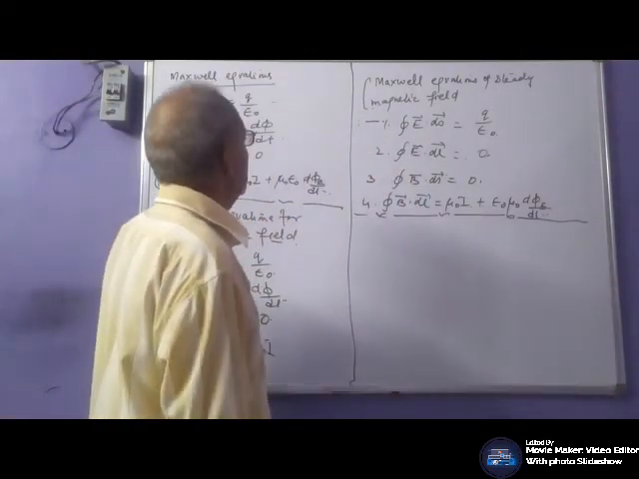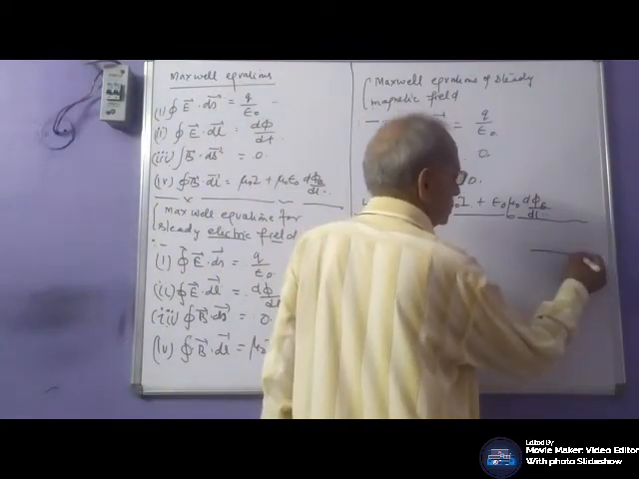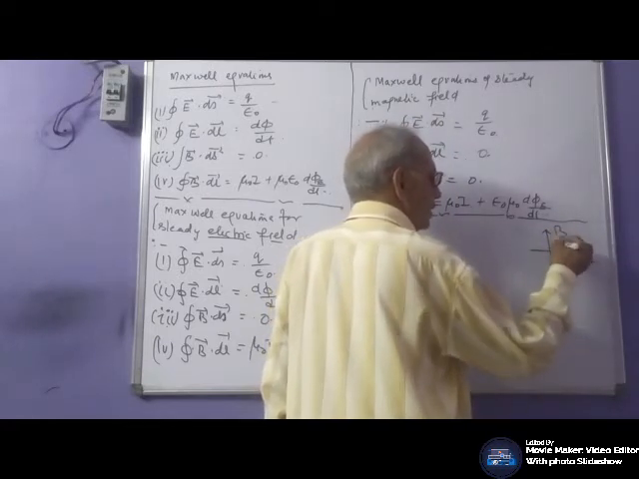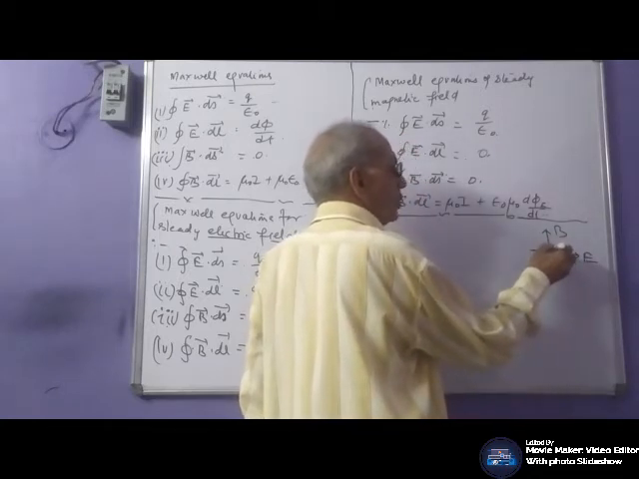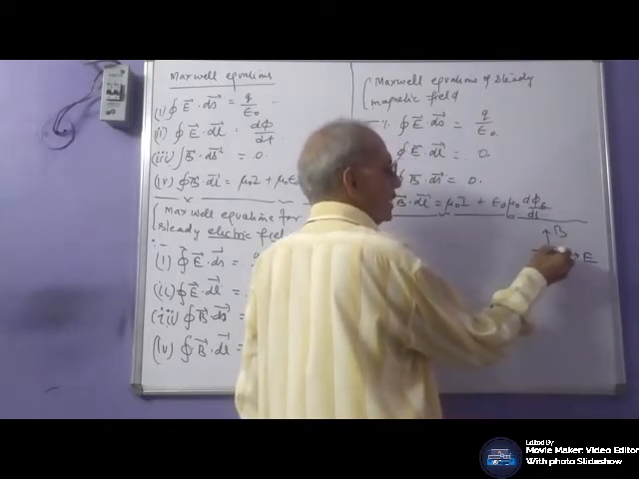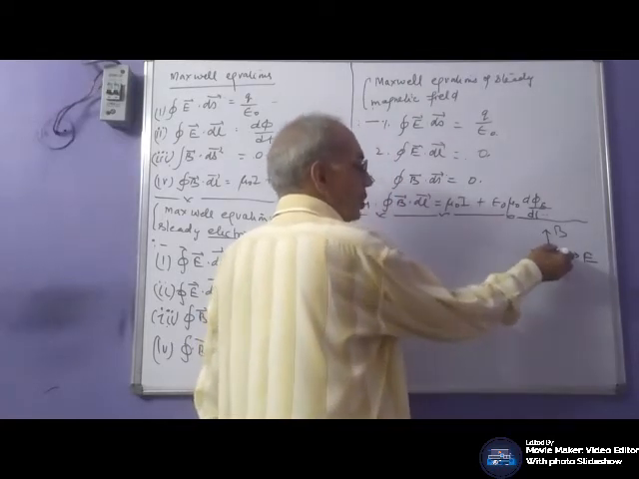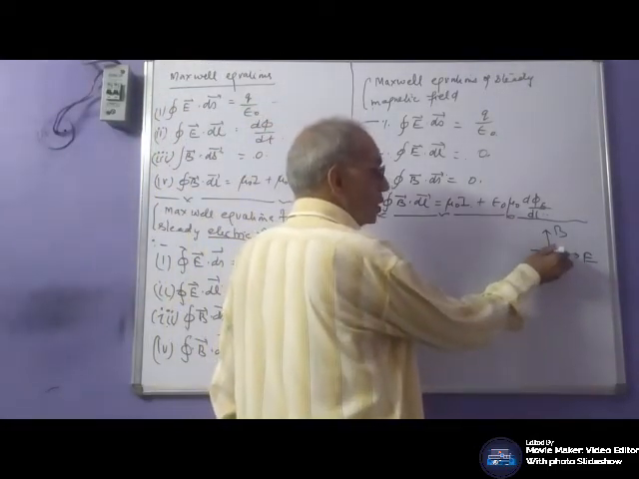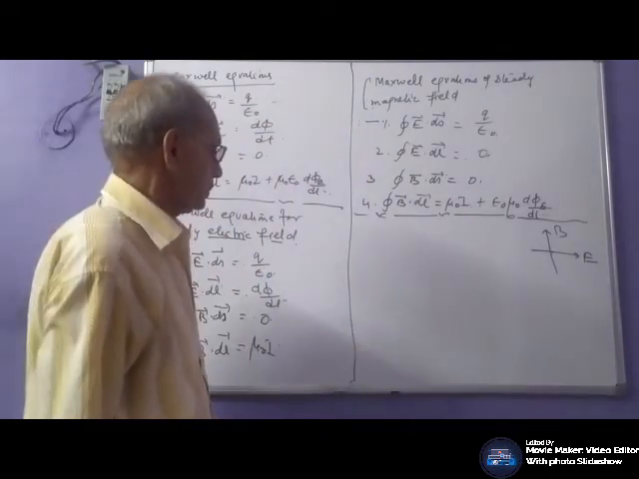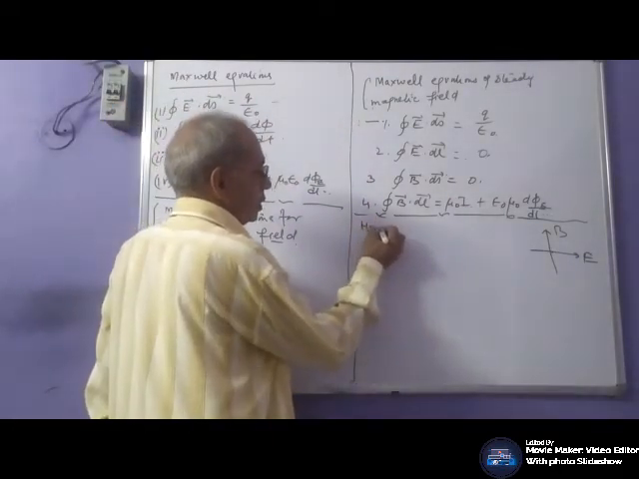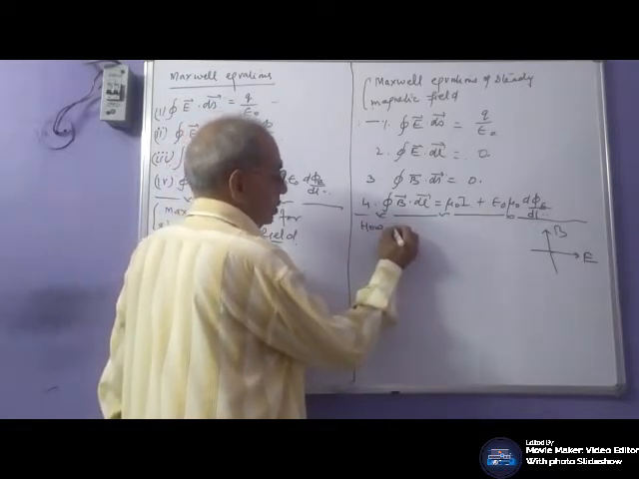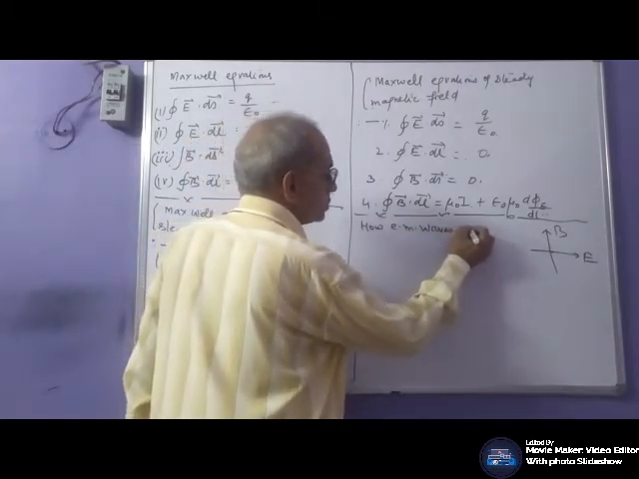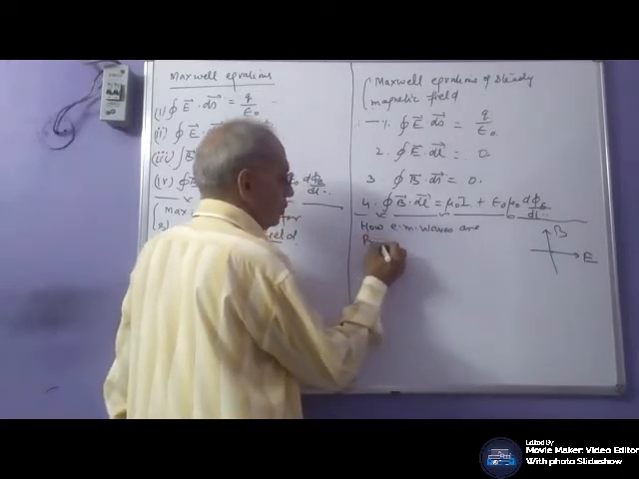EM waves are transverse waves. Suppose in this direction E varies, in this direction B varies, then the direction of the EM wave is perpendicular to both. E varies as shown on the board, B varies as shown, and the marker shows the direction of propagation. This means these are transverse waves. How are EM waves produced? Briefly.